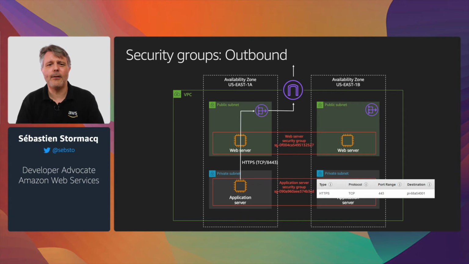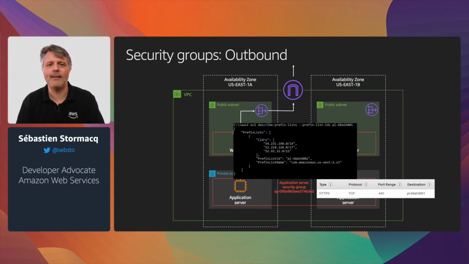If I want to filter on the outbound, by default outbound is open in a security group, so a machine can connect to anything else, but you can restrict that. Here is an example to restrict the app server to only call what? What is that? PL68, it's not an IP address, not IPv4, it's not an IPv6 address. It's a prefix list, and a prefix list, you can find them through the CLI using AWS EC2 describe prefix list. And this prefix list ID corresponds to Amazon S3 endpoint addresses in US West 2 region.